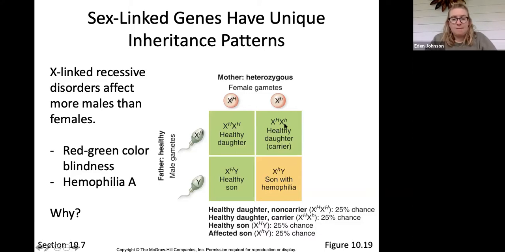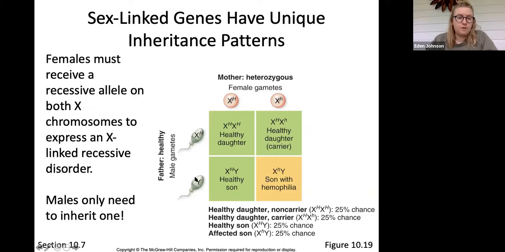And again, just in general, when you're dealing with sex-linked genes, they are genes that are linked to your sex chromosomes. So instead of doing big H, little h, your big H and little h are linked to your X chromosomes, okay? But you don't need to know how to do this. I won't ask you how to do it on your exam or anything. It gets complicated, and then everybody wants to put an H on your Y, and I'm just not dealing with it. All right, so females must receive a recessive allele on both X chromosomes to express an X-linked recessive disorder. Males only need to inherit 1.